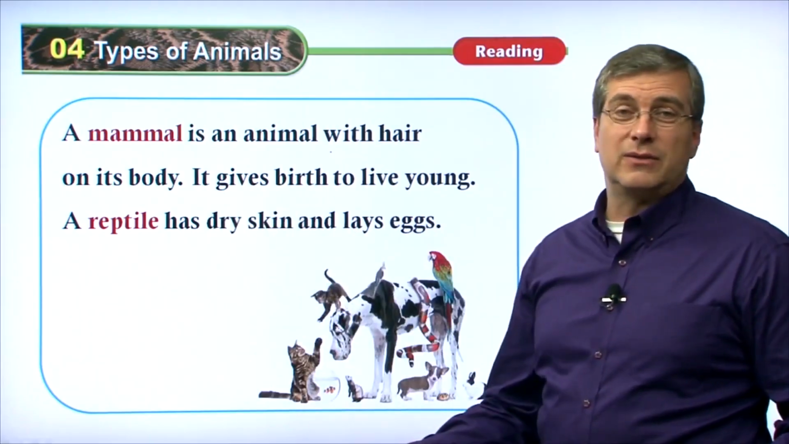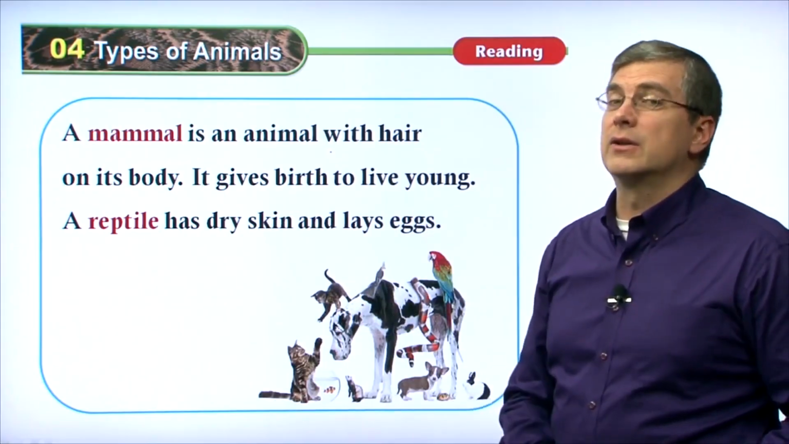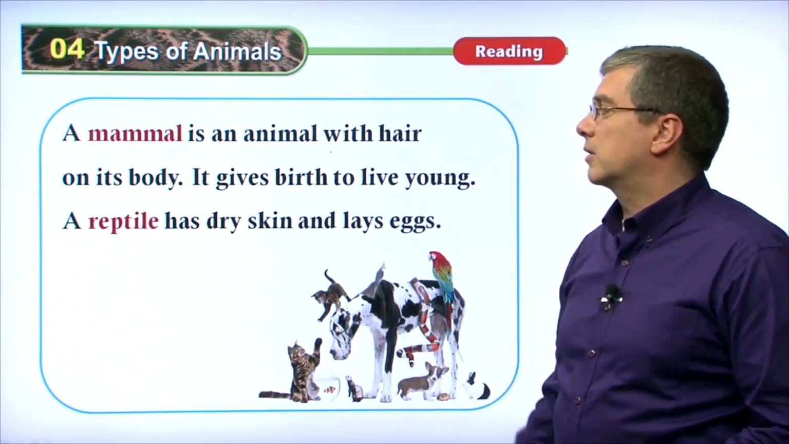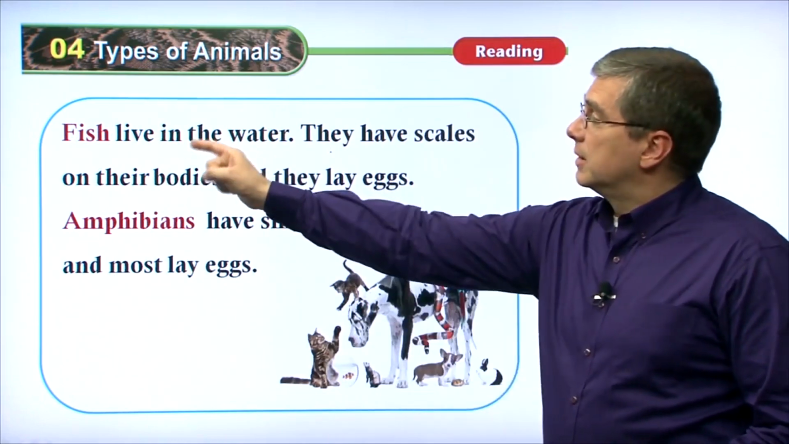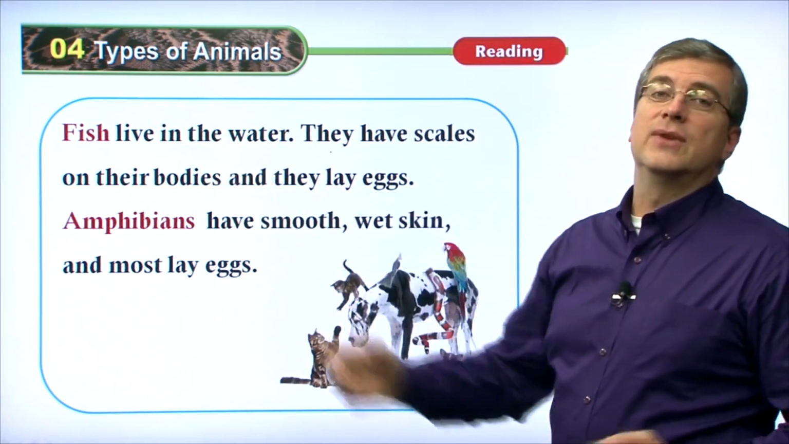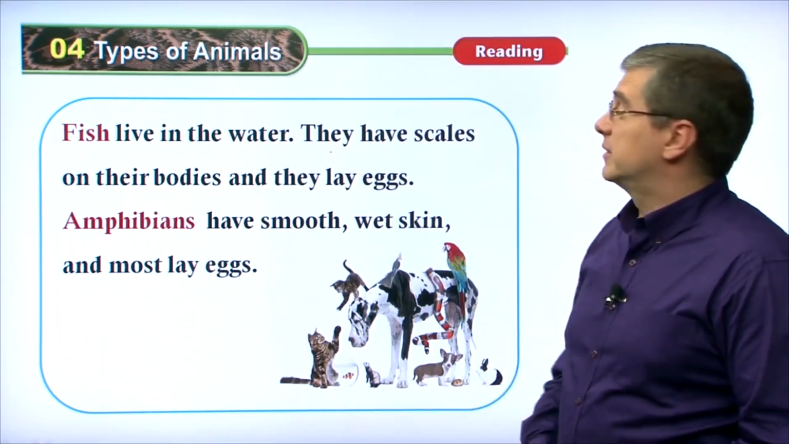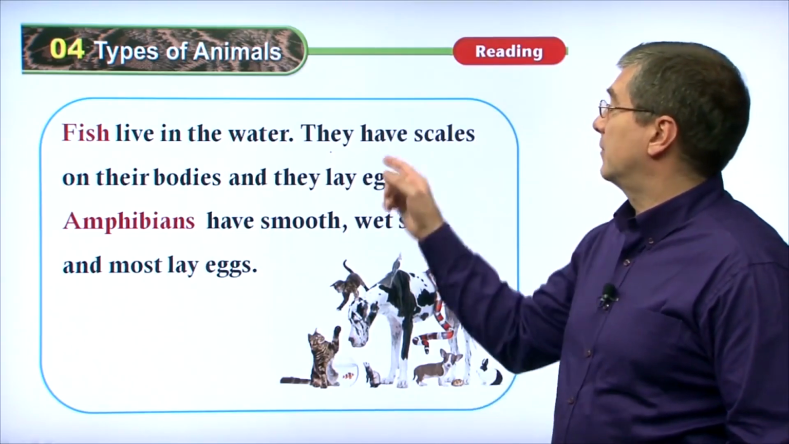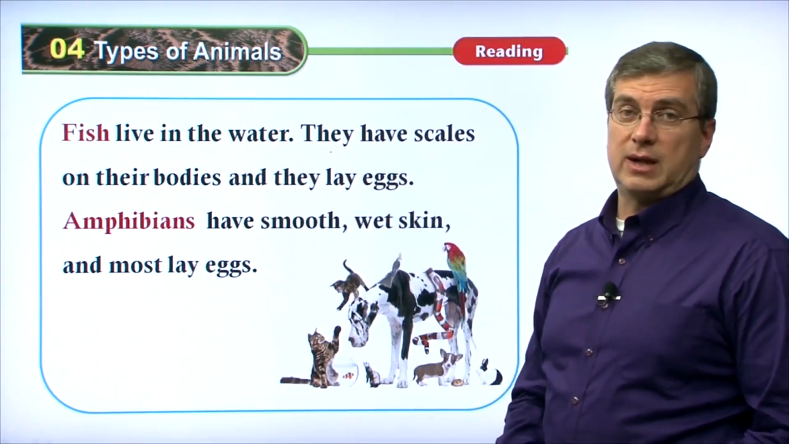And what are the characteristics of a reptile? It has dry skin, it lays eggs. It also has scales on the skin, but those are 2 characteristics. Okay. Next category, fish. Where do fish live? They live in the water. What extra detail about the fish? Is there any extra details? Yes, they have scales on their bodies and they lay eggs also, just like reptiles.